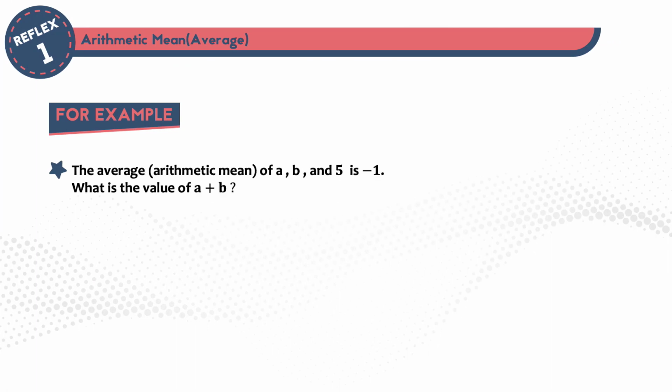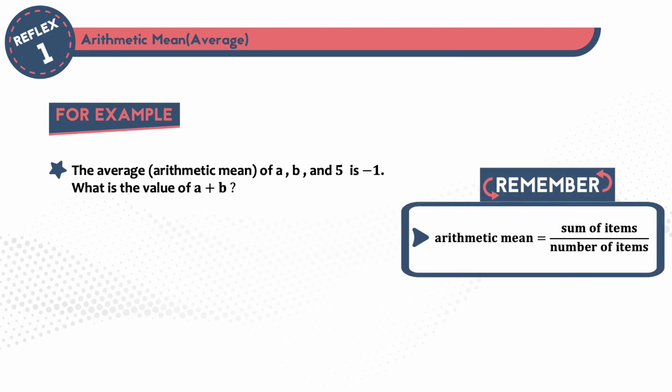The average or the arithmetic mean of a, b, and 5 is -1. What is the value of a plus b? Okay, remember the formula we have. The arithmetic mean is equal to the sum of items divided by the number of items. So we have the following equation set up.